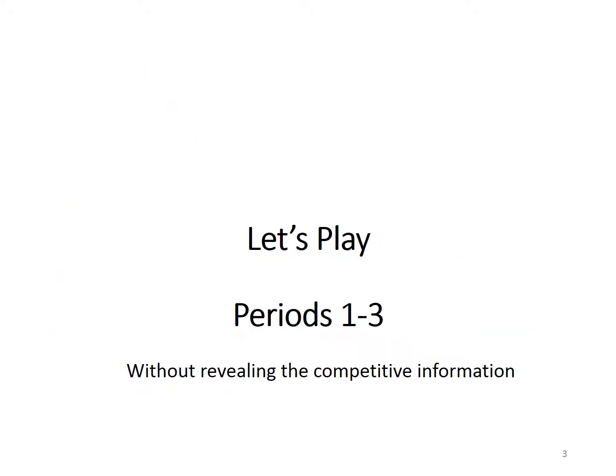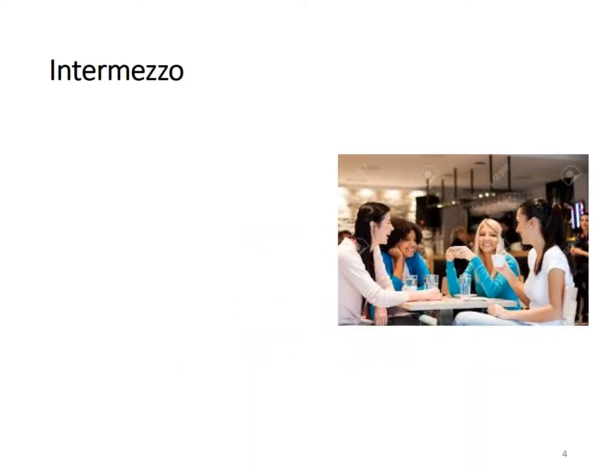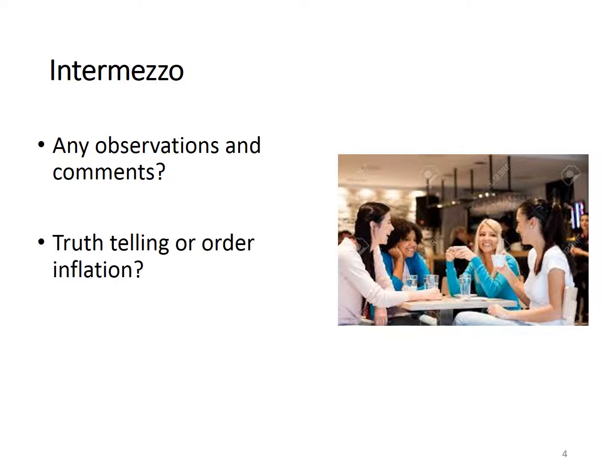I suggest playing the first 3 rounds of the shortage game without revealing the competitive information, so you give the students a chance to figure out how competition affects their profit. At the end of the third period, you can have an interactive session where you ask the students about their game experiences and observations. You can debate whether the students should tell the truth or inflate the orders. You can also do a small lecture on the game theory basics.